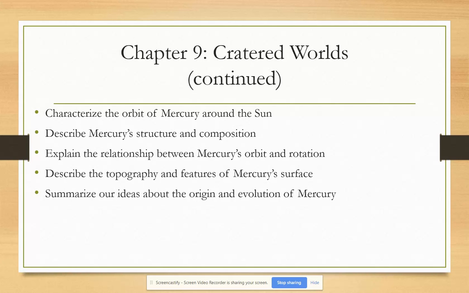Topography and features of Mercury's surface. Do you remember the one feature I talked about in Mercury's surface besides all the craters? Yeah. The scarps that it has, big not canyons, but big bluffs, lobate scarps. And these are believed to be simply the result of Mercury cooling and contracting.